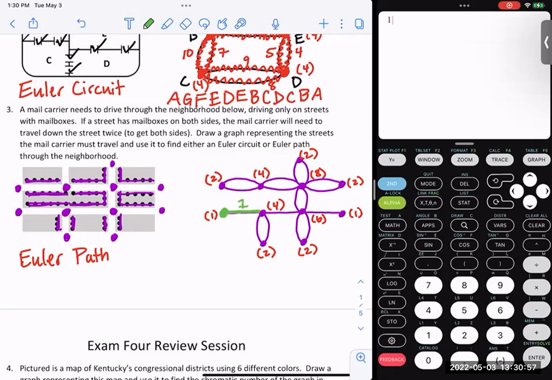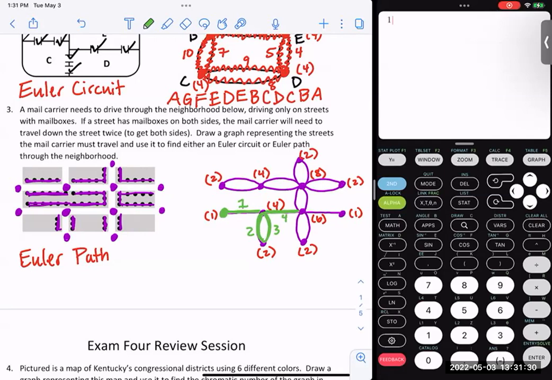From there, I could either go down or to the right, but if I went to the right now, there would be no way for me to get back down that street that goes down. So I actually need to travel down. It doesn't matter whether you go left or the right, but I need to travel down. And there's no choice but to go back up the other side of the street. And then from there, I have no choice but to go to the right.